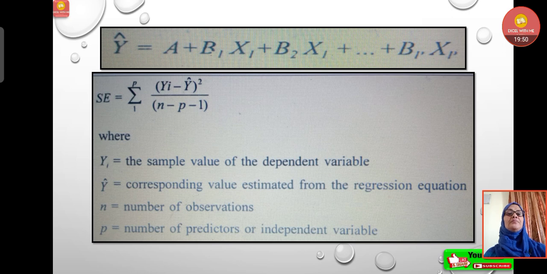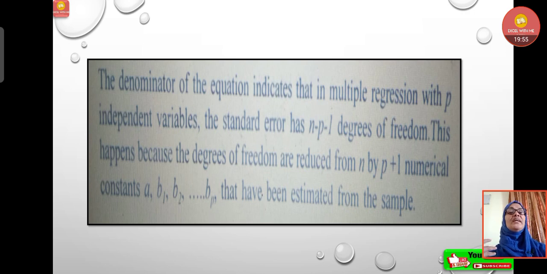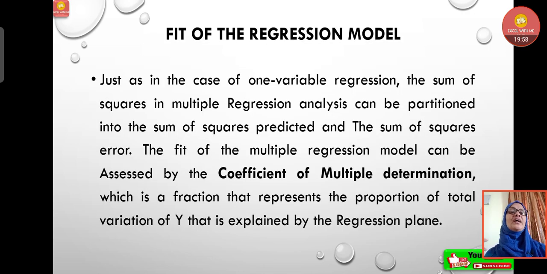Let's move forward. SE, standard error formula. I'll explain this standard error in the next class in detail. Now fit of the regression model. Just as in the case of one variable regression, the sum of squares in multiple regression analysis can be partitioned into the sum of squares predicted and the sum of squares error. The fit of the multiple regression model can be assessed by the coefficient of multiple determination, which is a fraction that represents the proportion of total variation of y that is explained by the regression plane.